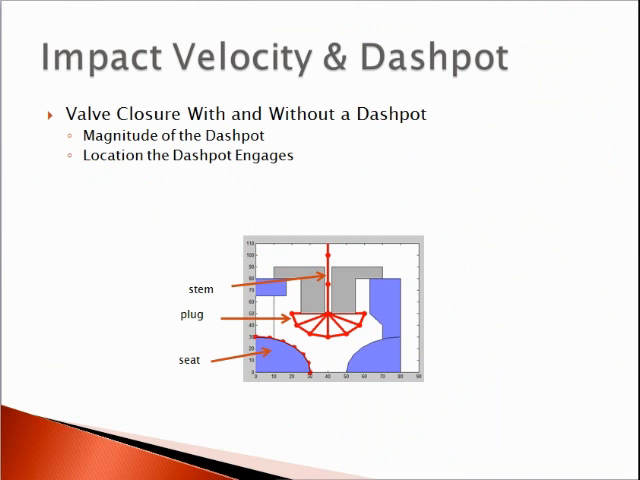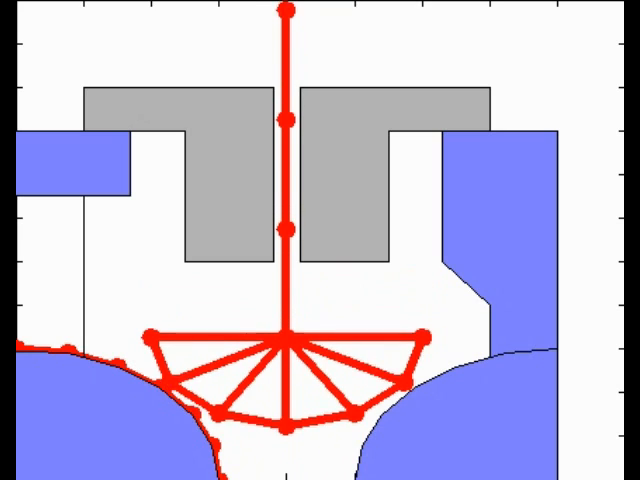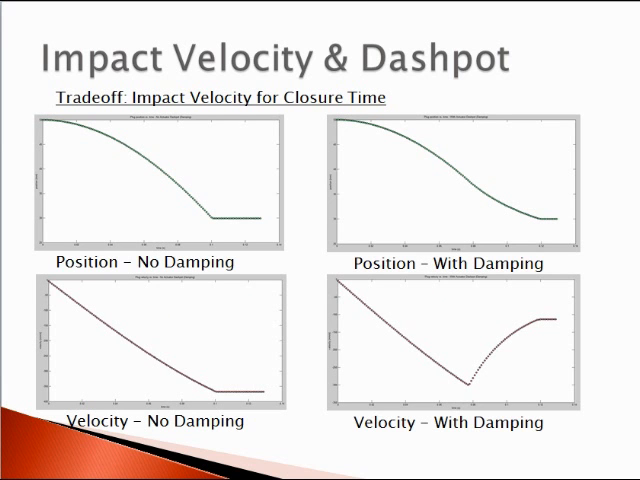We'll add a dash pot and vary the magnitude and location of engagement. Without a dash pot, with a dash pot. And here are the results. We're trading impact velocity for closure time.